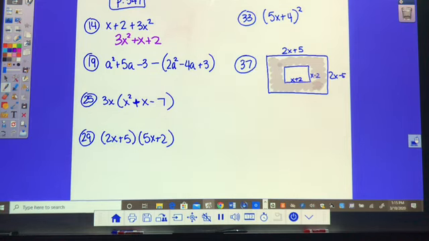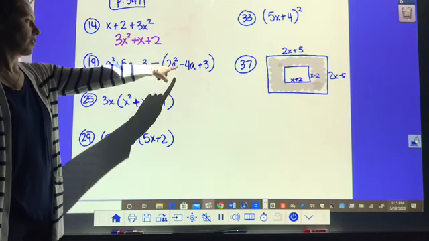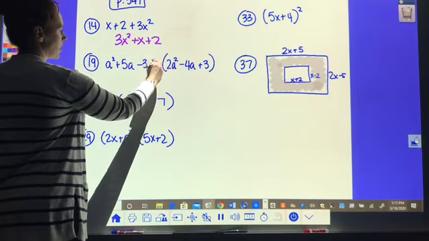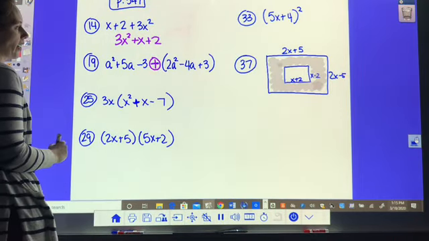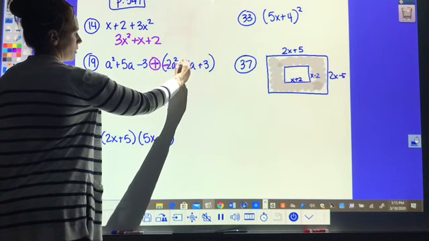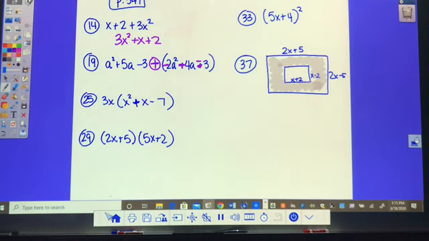Number 19, we have a subtraction problem. Since there's a minus sign in front of these parentheses, do you guys remember you can add the opposite? So if I change this to addition, I need to make all three of these terms opposite. So this will become negative, positive, negative. And then we're going to add together our like terms.